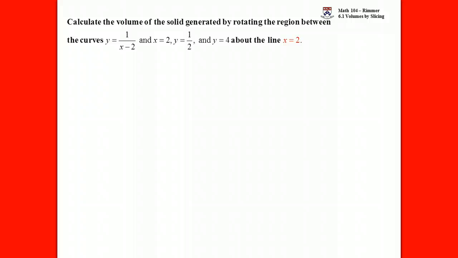What's different about this one? You're going to be rotating about something that's not an axis. Our first one was the x-axis. Our second was the x-axis. Our third one was the y-axis. I don't want you to be deceived and think it's always going to be that. And so here we're rotating about a line that's x equals 2.